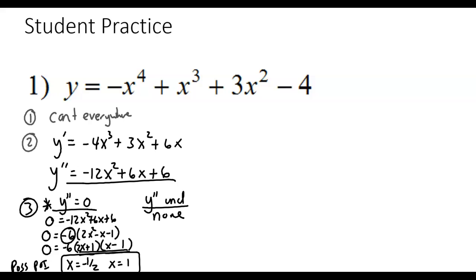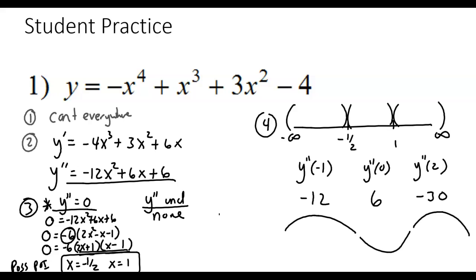All right, pause the video here and do step 4. All right, so here's step 4. There's my number line. My possible points of inflection are -½ and 1. So I've got 3 intervals I need to test. I'm going to pick -1 from the first interval and plug that into the second derivative. I'm always very tempted to come back and plug it into the original by accident. Don't do that. You're plugging it into the second derivative.